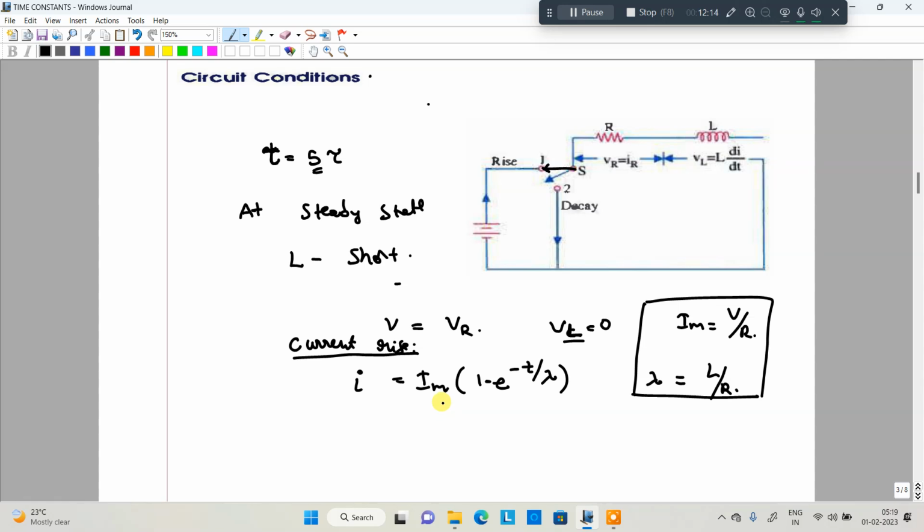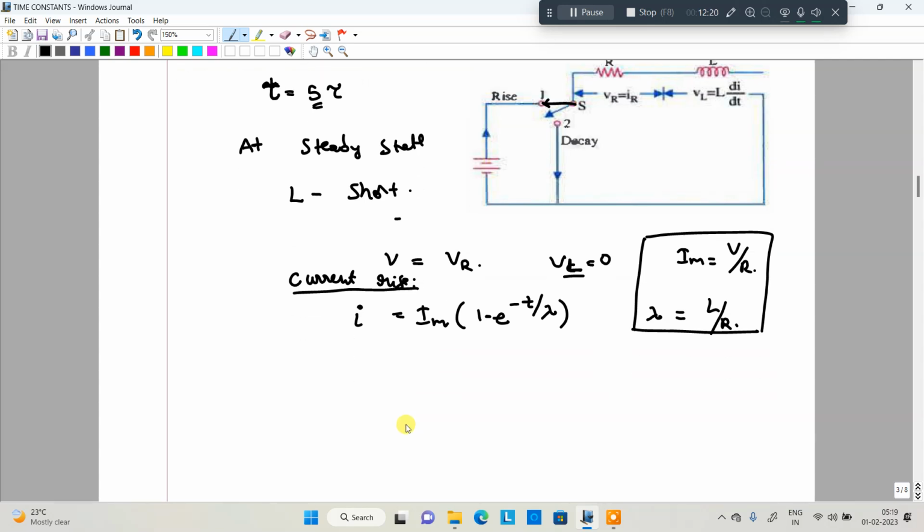I is equal to Im e to the power of minus t by tau, current decay. As well as I will give you another formula, current decay.